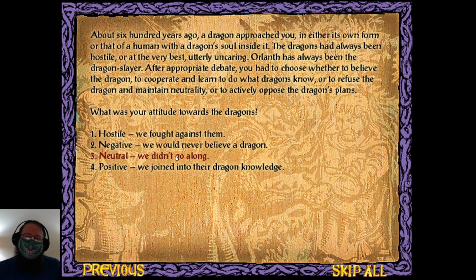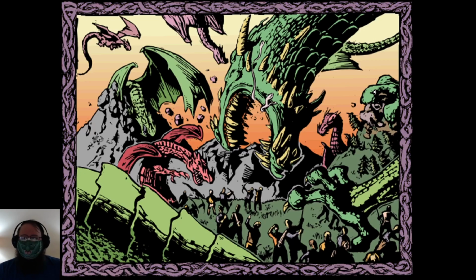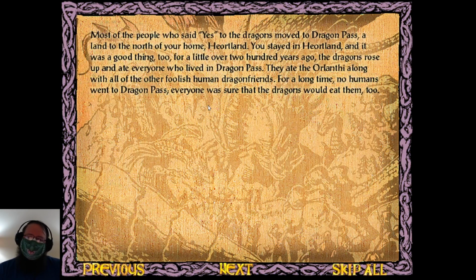Apparently, choosing hostile is a good way to really get screwed over by dragons. I don't remember much more than that, but I'm going with neutral because I'm kind of in with dragons, but they're kind of the enemy here to some extent. Or not the enemy. Well, we're about to the origin of Dragon Pass, where we're trying to be king of. That's why we're not good with the dragons in this game.